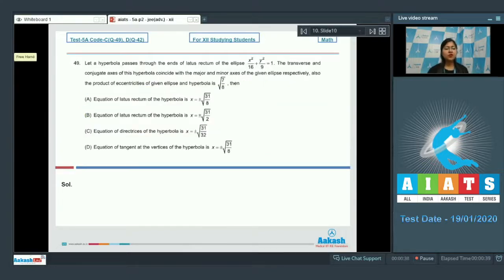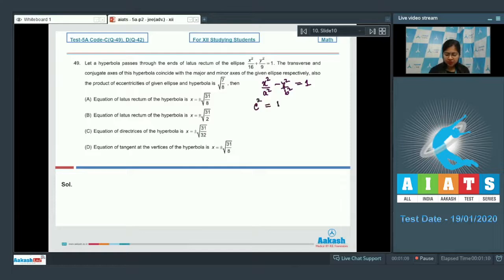Next is question number 49, which says that a hyperbola passes through the ends of latus rectum of the ellipse. The transverse and conjugate axes of this hyperbola coincide with the major and minor axes of the given ellipse, respectively. Also, the product of eccentricities of given ellipse and hyperbola is root 7 by 8. So we have to find the equation of the hyperbola. So we can assume the equation of hyperbola is x square by a square minus y square by b square equal to 1.